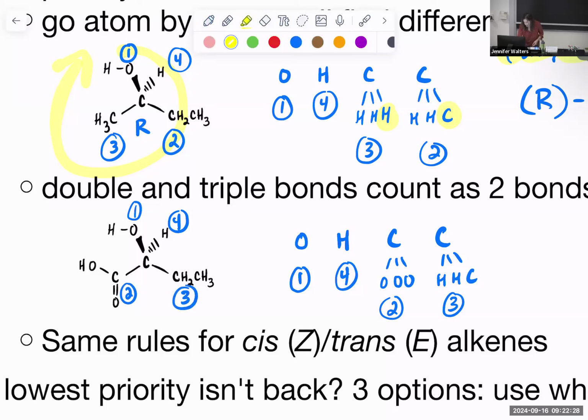So now when I connect 1 to 2 to 3, skipping over 4 because I just need 4 on the dash, I am now counterclockwise. So I'm now S.